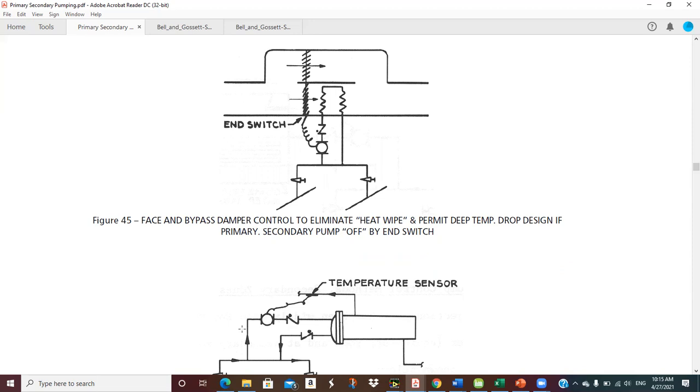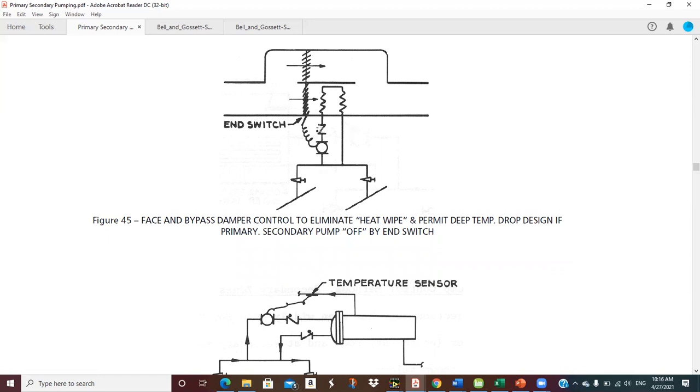Secondary pump off by end switch. Okay, so this is mixed air. So you've got return air, probably some outside air mixed in here. And then this is the coil setup. What I have here is obviously my heating coil, so I can take my hot water and run it through this.